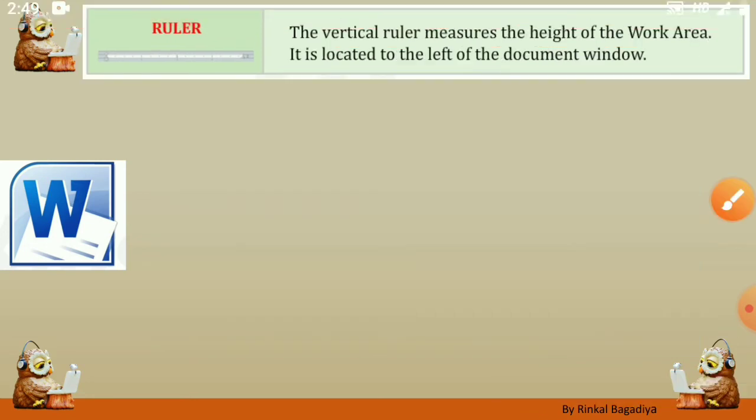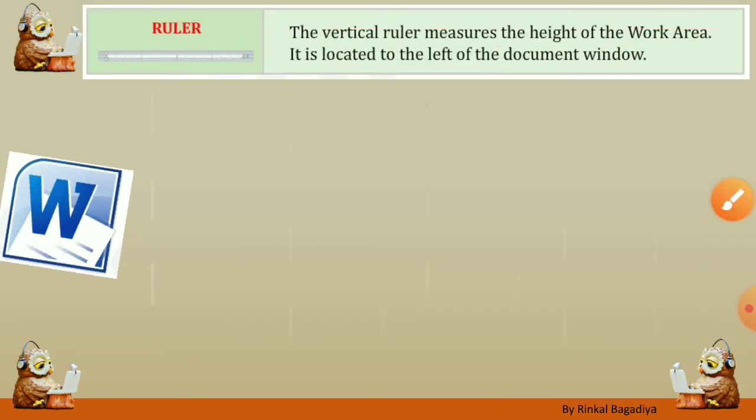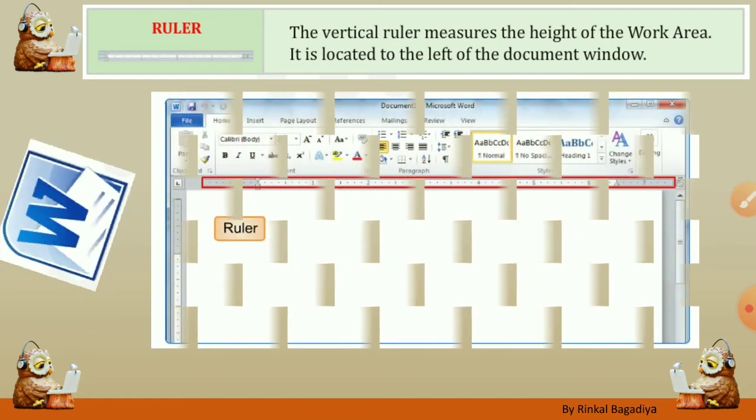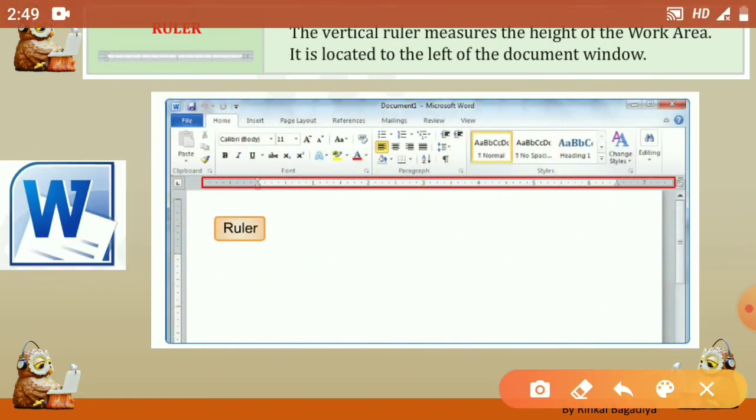Now, next is the vertical ruler. The vertical ruler measures the height of the work area. This is our work area, the white part of the document, and the vertical ruler will measure the height of the document. It is located at the left side of the document window. So these are the two rulers, horizontal and vertical.